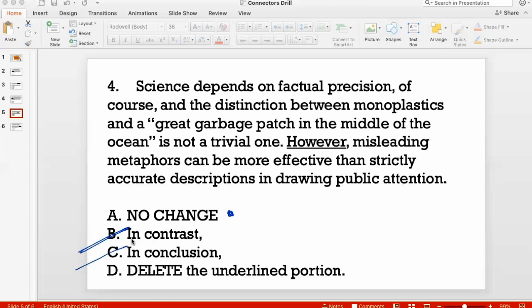Okay, and what if I delete this? What if I delete it and I just write the two sentences as they are? That wouldn't make sense because it would confuse the reader, right? Because the second sentence is saying something opposite to what the first sentence is saying. So this one, I cannot delete the connector. I need a connector, and that connector is "however."